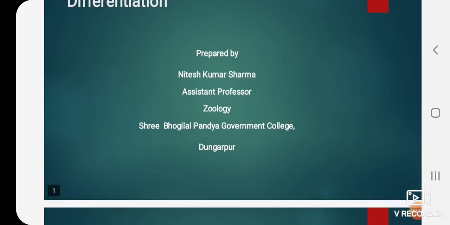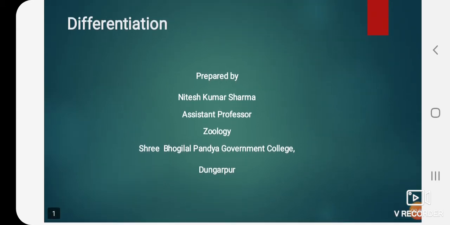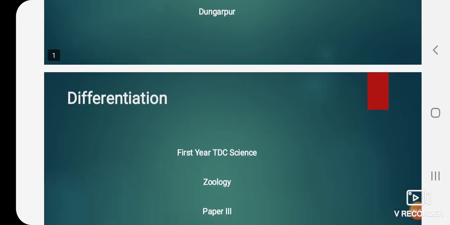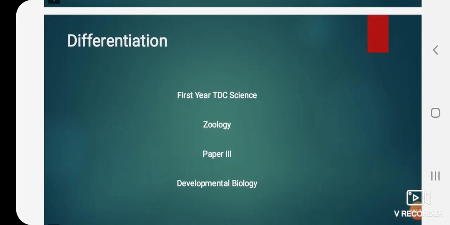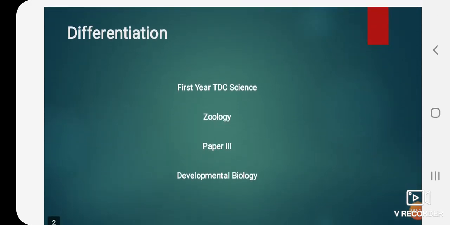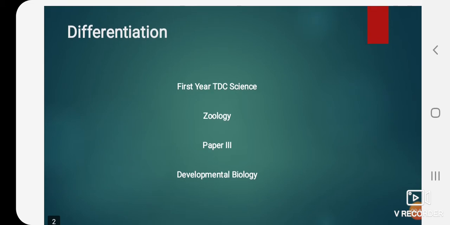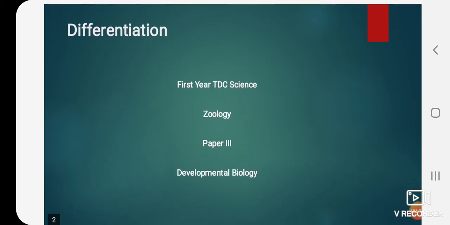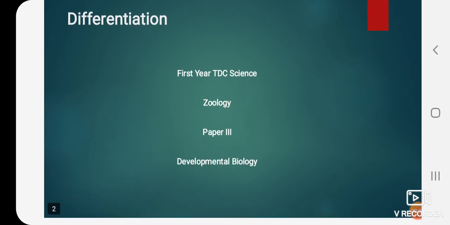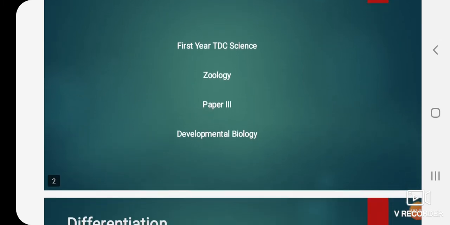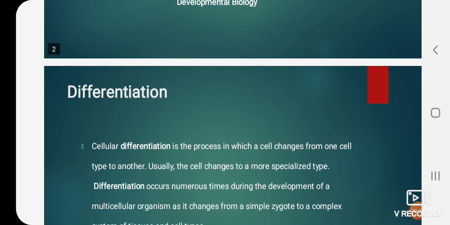Students, today I am teaching you differentiation during embryonic development. This topic, differentiation, is included in paper 3rd Developmental Biology of BSc Part 1st. Students, differentiation is the process by which one cell differs from another cell.